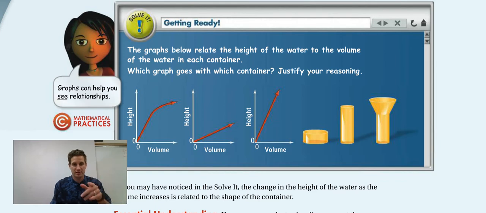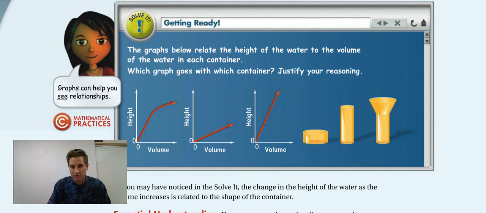Okay, let's take a look at this little thing right here. You don't have to write this piece down, but I think it's pretty interesting. The graph below relates the height of the water to the volume of the water in each container. So here's how tall it is, and here's the volume. The volume is how much it will hold, the height is how tall it is. Which graph goes with each container to justify your reason?